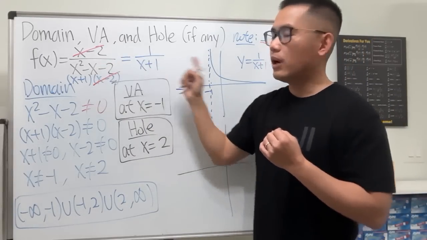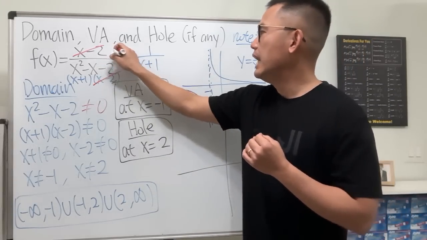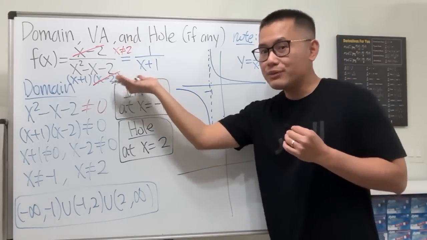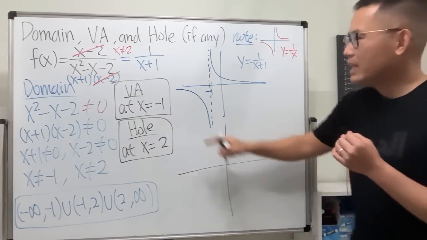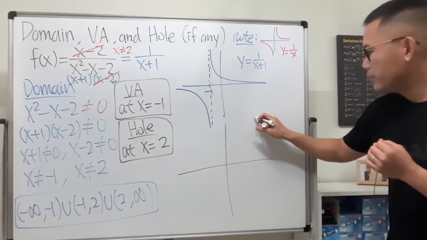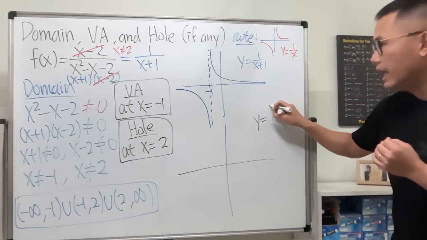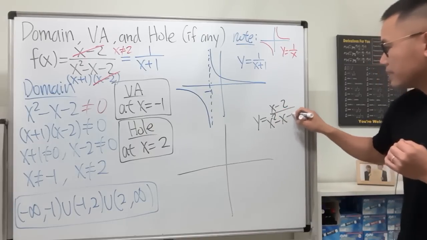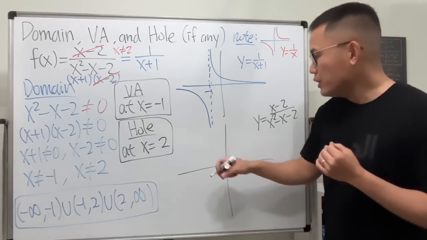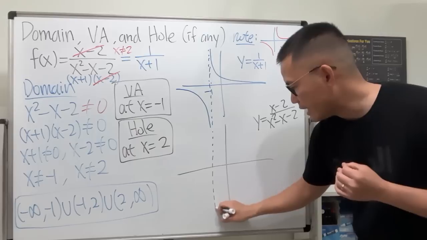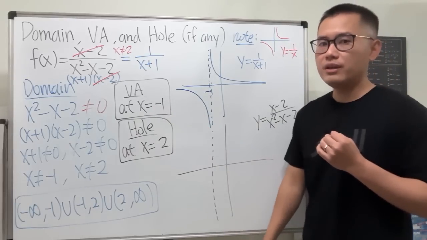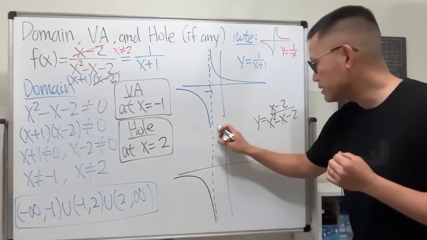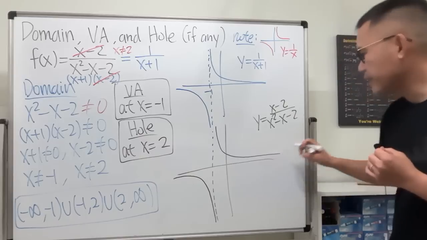In fact, these two are only equal under the condition that x cannot be positive 2. We still have to have that. So if you want to graph the original, y equals x minus 2 over x squared minus x minus 2, you will still have the vertical asymptote at -1, just like what we said right here. And you will still have the graph going like this and like that.